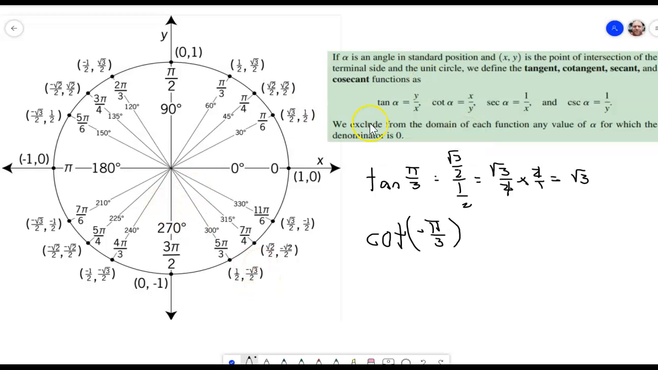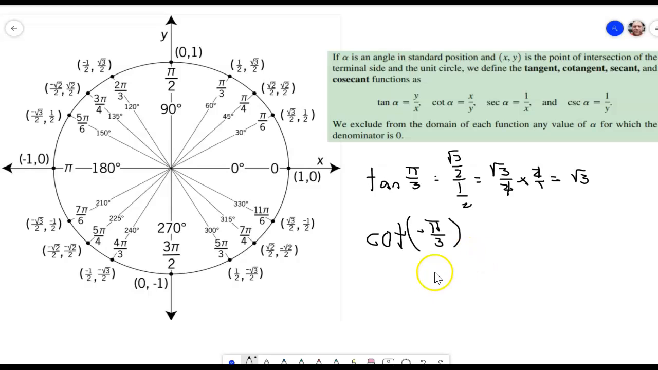All right, so pi over 3 is right here. So I went up like 3 points to get here. So negative pi over 3 would be 3 points in this direction, right? So positive pi over 3 is here. So negative pi over 3 would be there. Tangent is y over x. So cotangent is x over y.